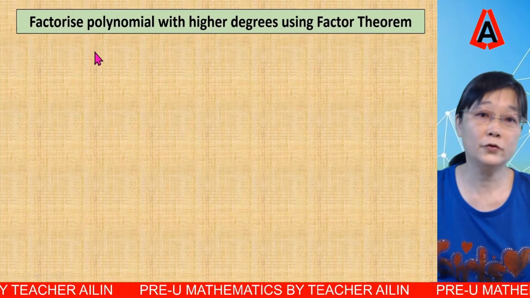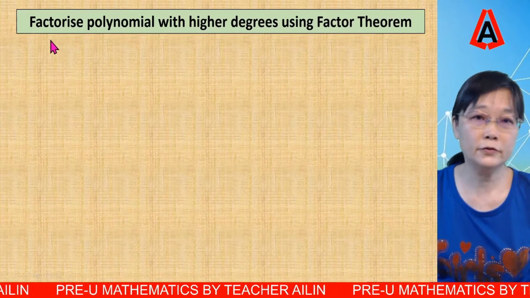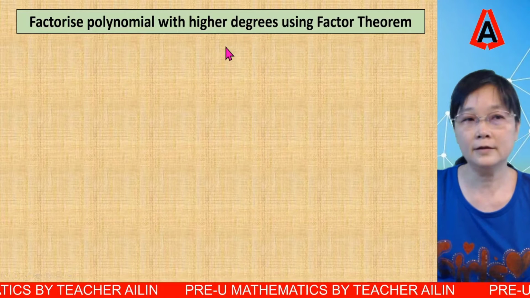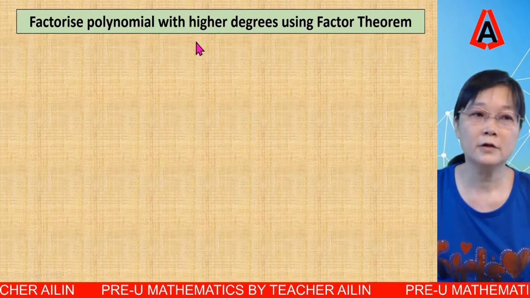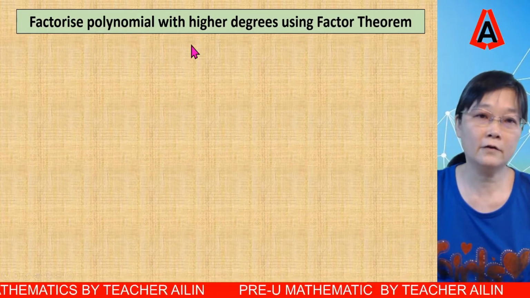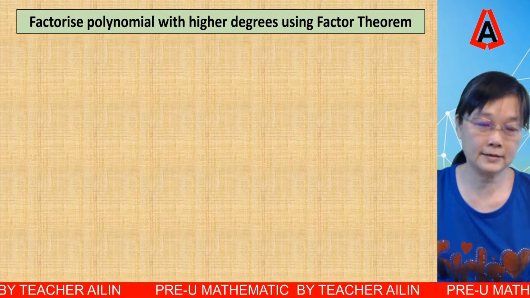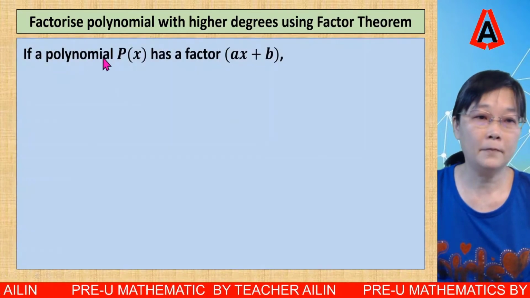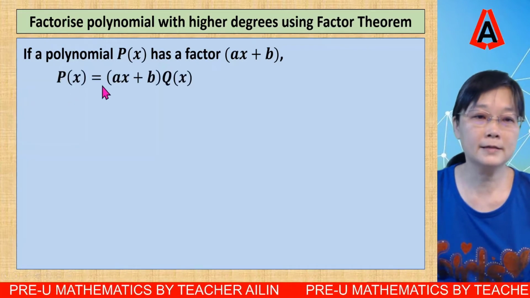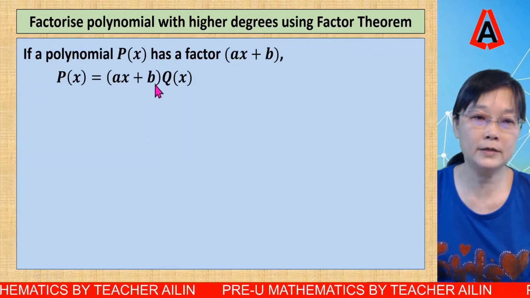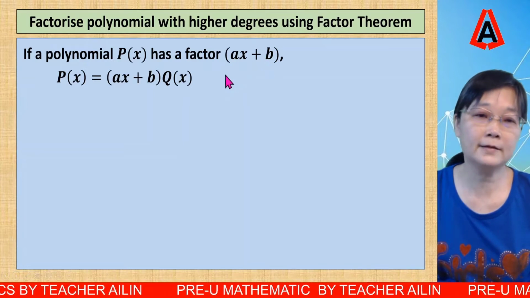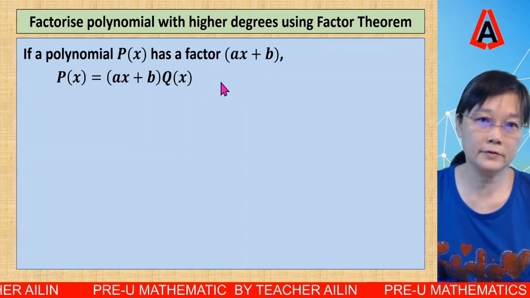Now I'm going to show you how to use the factor theorem to do the factorization of polynomials with higher degrees. Actually, there are many methods that can be used to factorize a polynomial with higher degree. So in this video, I will focus on using the factor theorem. When a polynomial p(x) has a factor ax plus b, p(x) can be written as ax plus b times the quotient, and since ax plus b is a factor, the remainder is equal to 0.